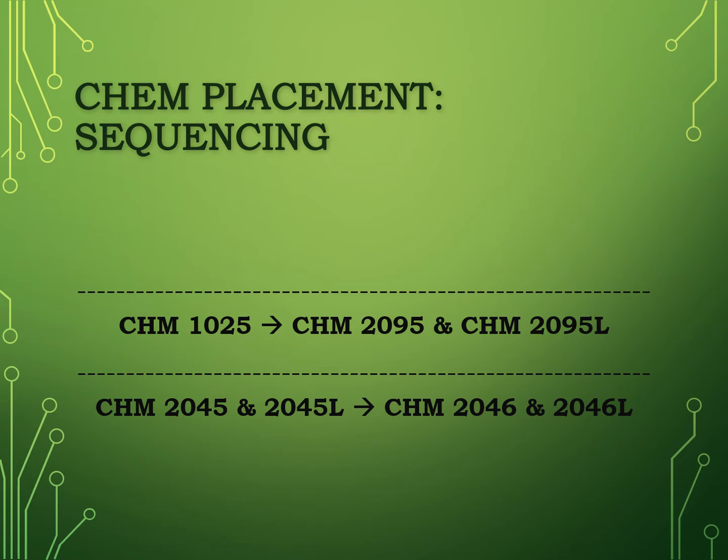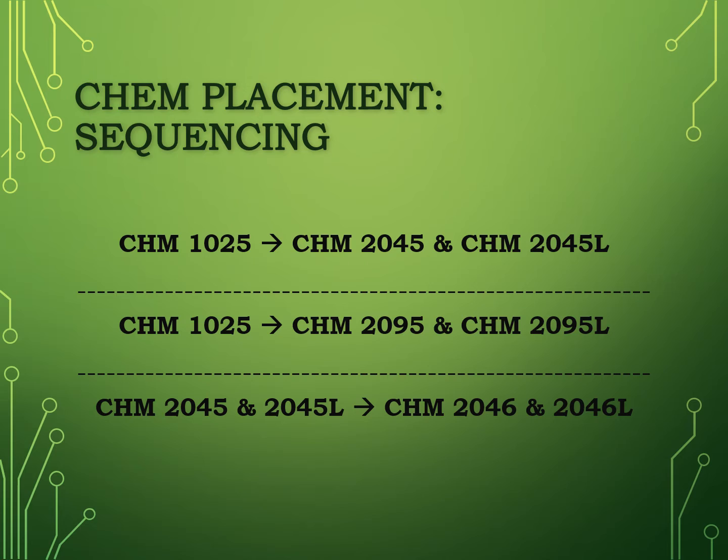Just as a reminder, we've got our chem placement sequencing. We've got Chem 1025, which leads to Chem 2045 and Chem 2045 lab. You've got Chem 1025, which leads to Chem 2095 and Chem 2095 lab. So for both Chem 1 and Chem 1 for engineers, Chem 1025 is the prerequisite. And then Chem 2045 leads to Chem 2046 and lab, the next step in the sequence. So we've got Intro to Chem, Chem 1, and then Chem 2. And Intro to Chem is only required if a student doesn't place into Chem 1.